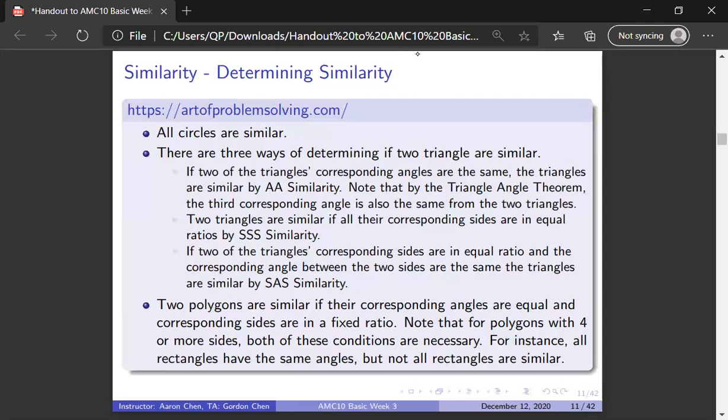Two triangles are similar if all their corresponding sides are in an equal ratio, by the SSS similarity theorem. And similarly, if two of the triangles' corresponding sides are in an equal ratio and the corresponding angles between the two sides are equal, then the triangles are similar by SAS similarity. Two polygons are defined as similar if their corresponding angles are equal and their corresponding sides are all in the same ratio. For polygons with four or more sides, both of these conditions are necessary.